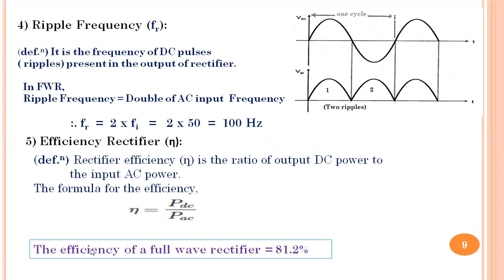So rectifier efficiency in case of full wave rectifier is about 81.2 percent. There are losses in the transformer. Therefore, we can't get the same percent efficiency. But anyway, it is very, very high as compared to the half wave rectifier.